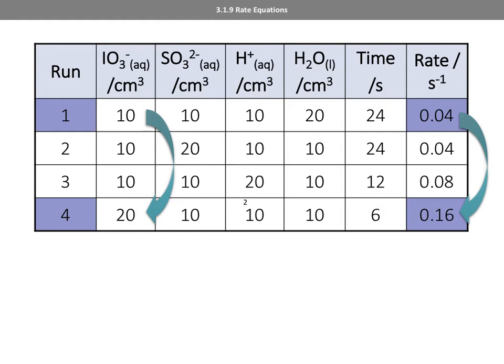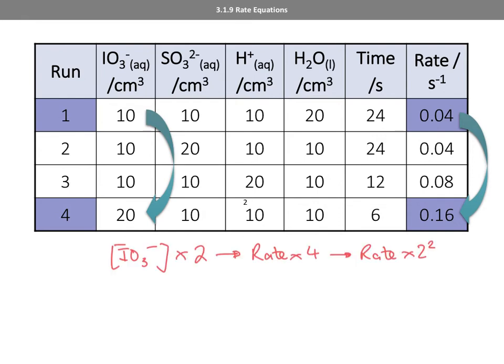If we now look at runs 1 and 4, we are now looking at how the concentration of iodate ions affects the rate of reaction. So the change in concentration from 1 to 4 is double. So we have double the concentration. The change in rate is quadrupled.